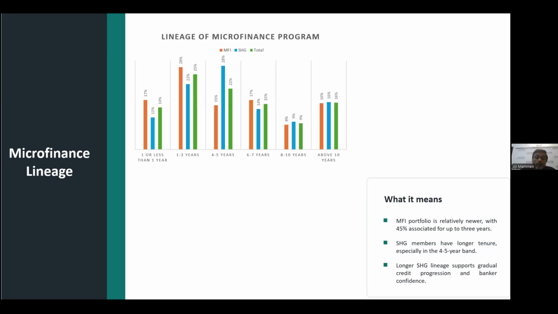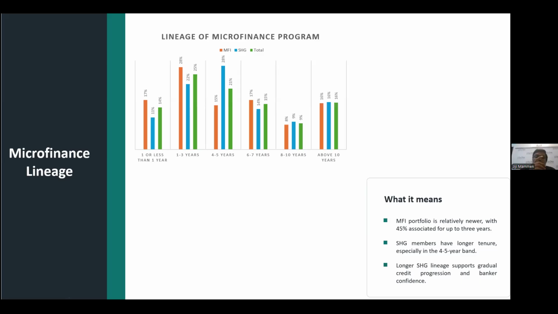My point is that they are both showing at the equal level, MFI and SHG level. I can check again, but it is only 16% which is there. But at that time, I know in 2016, Tripura had a good amount of microfinance at that point of time.